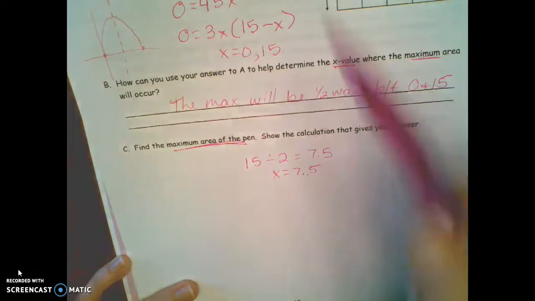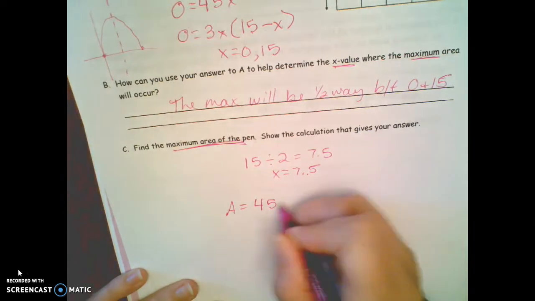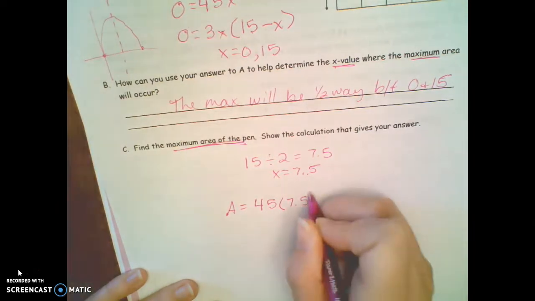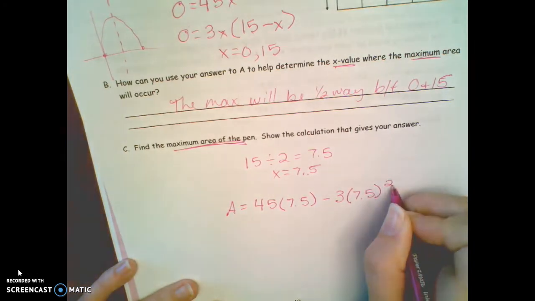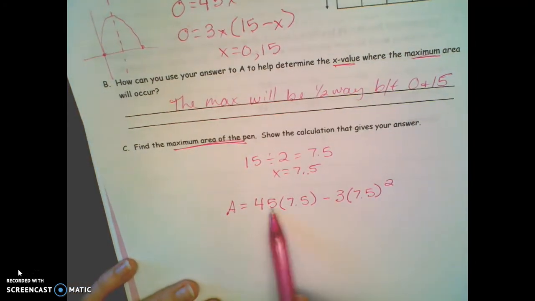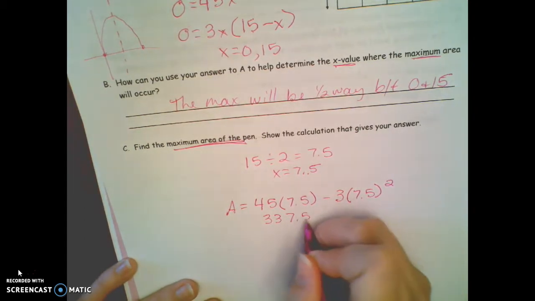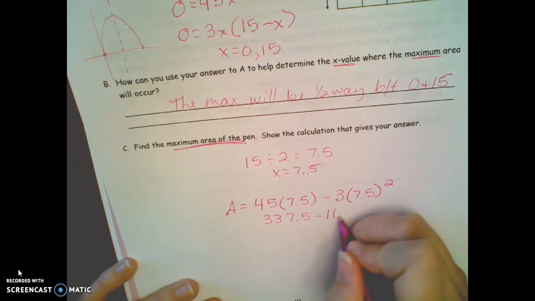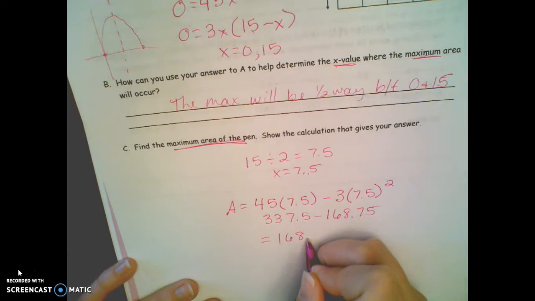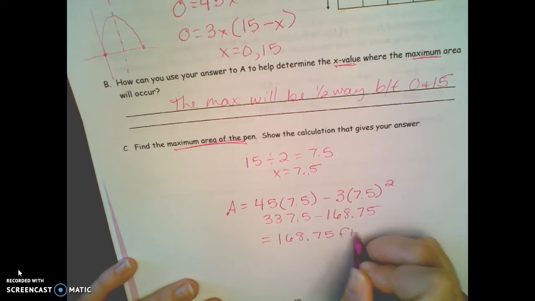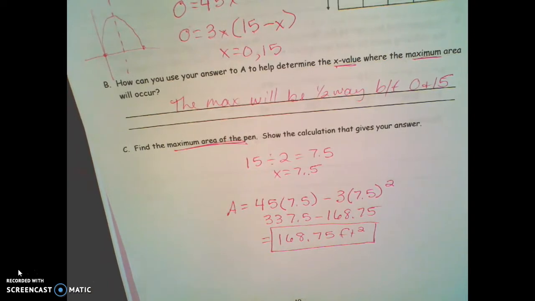So we're going to substitute that into our formula here. So we've got 45 times 7.5 minus 3 times 7.5 squared. And I did this earlier on a calculator, so this is 337.5 minus, this part is 168.75, and that gives us 168.75 square feet, so that's our maximum area for this case.